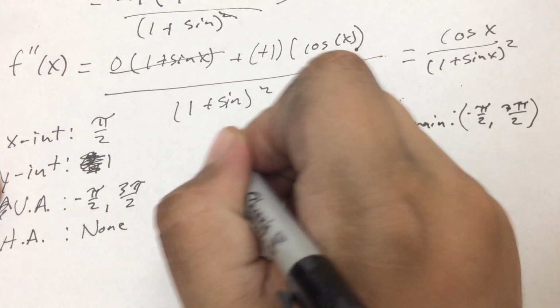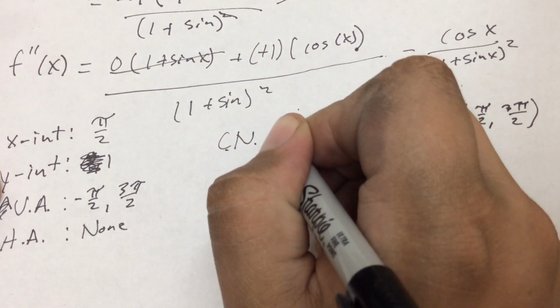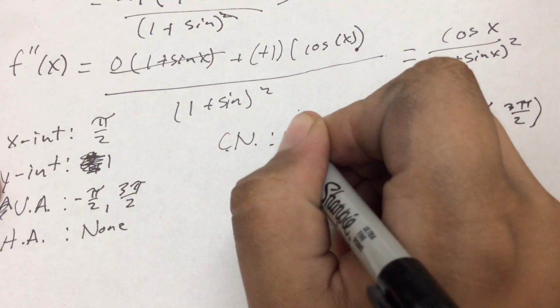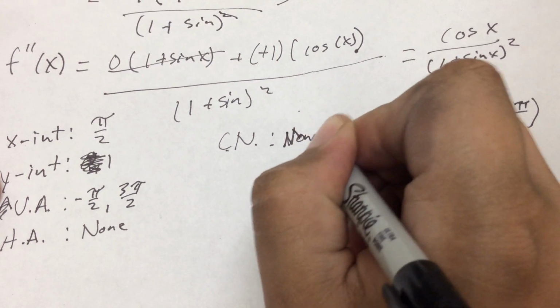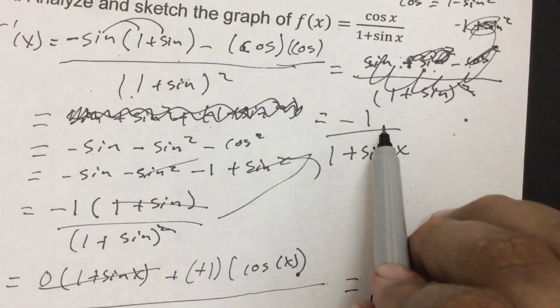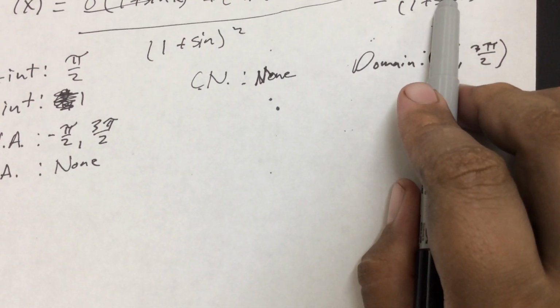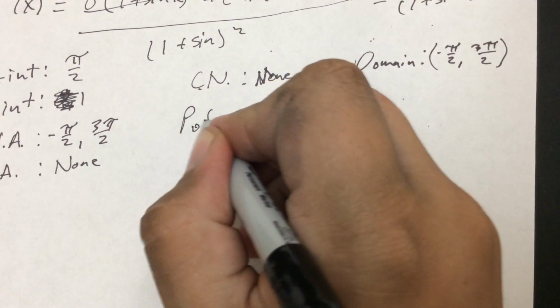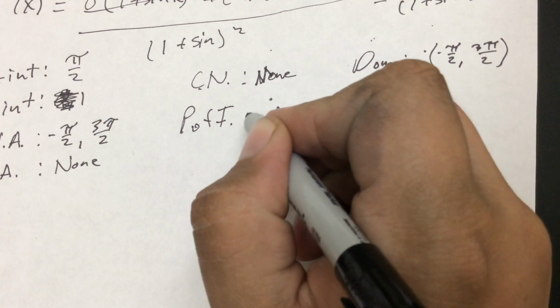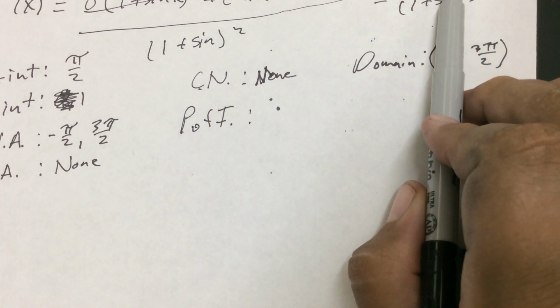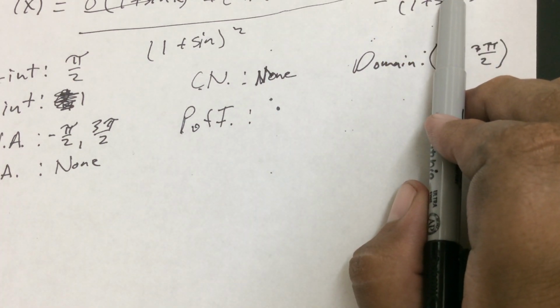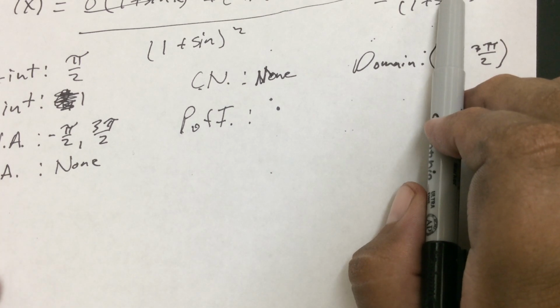Critical numbers is going to be none, because on our first derivative, we had a negative 1 on top. No way to make that 0. Second one, for points of inflection, what makes cosine 0? Well, cosine is 0 at pi over 2.